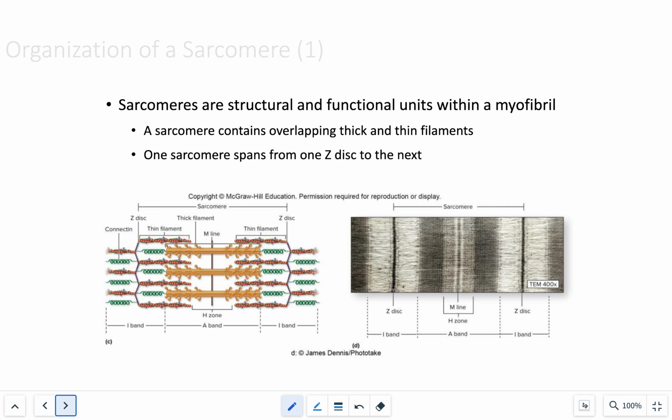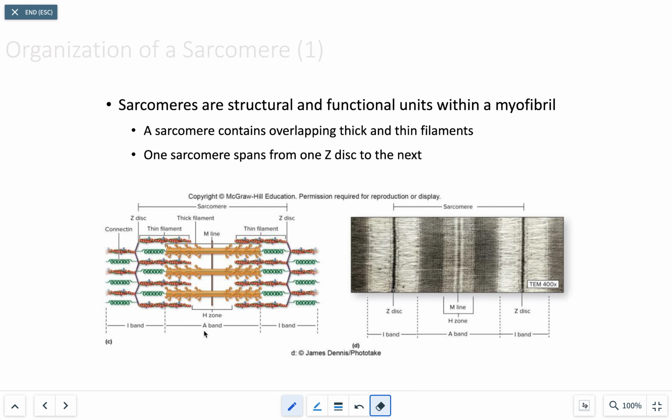When we're looking at the different components of a sarcomere, the first thing is that a sarcomere, the contractile functional unit of a muscle fiber, goes from a Z disc to the next Z disc. And these Z discs run perpendicular to the myofilaments, and they serve as an anchor point for the thin filaments. So you can see here how each one of these thin filaments is connected and anchored into the Z disc on both sides.